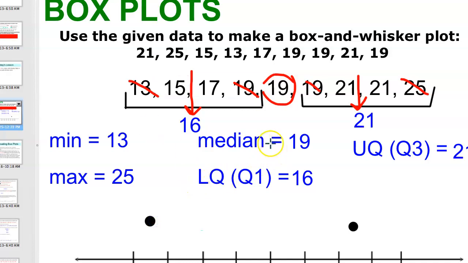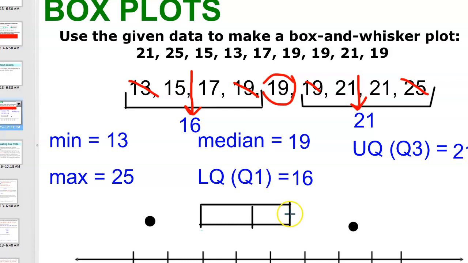Next, I need to draw the lines for the median, the lower quartile, and the upper quartile. My median is 19, so I'm going to draw a line at 19, right in between 18 and 20. My lower quartile is 16, so I'm going to draw a line there. And my upper quartile is 21, so right in between 20 and 22. Next, I'm going to connect my quartile lines to create the box. That's where the box in box plot comes from, creating a box.